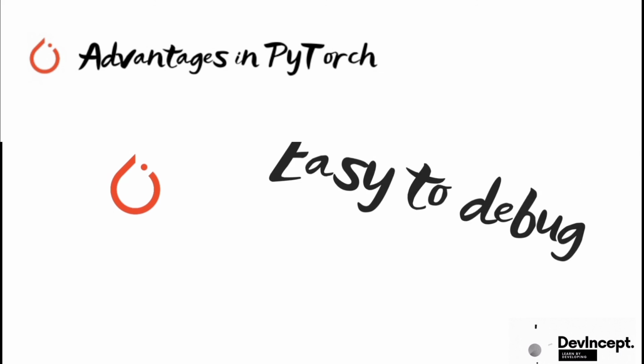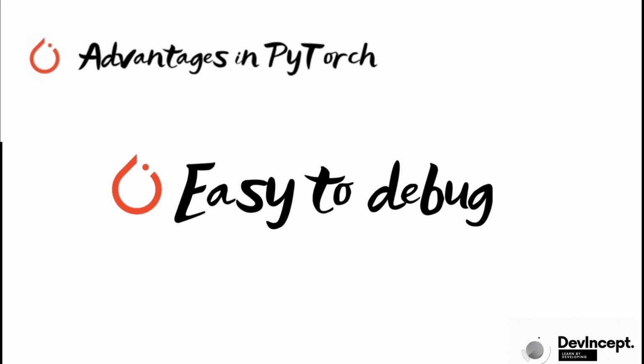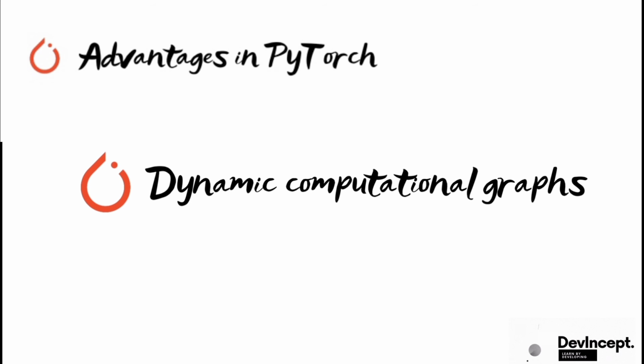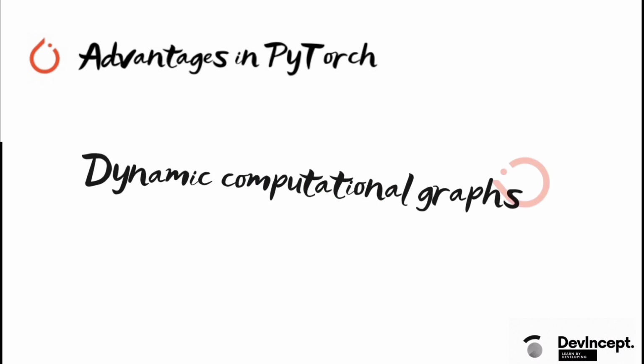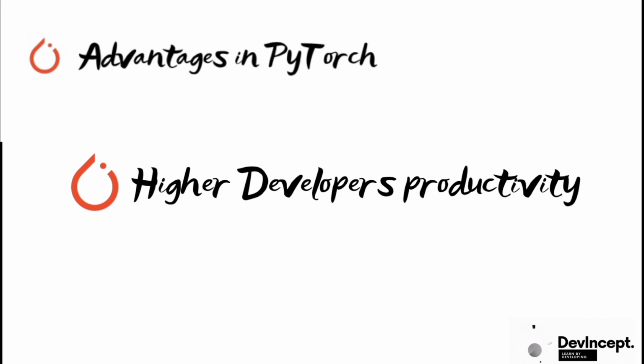Coming to the next, easy debugging. As PyTorch is deeply integrated with Python, many Python debugging tools can also be used in PyTorch code. If you are getting an error in your code, you can start debugging by placing breakpoints using pdb.set_trace. Next one is dynamic computational graphs. When the flow of data and the corresponding operations are defined at runtime, the construction of the computational graph happens dynamically.